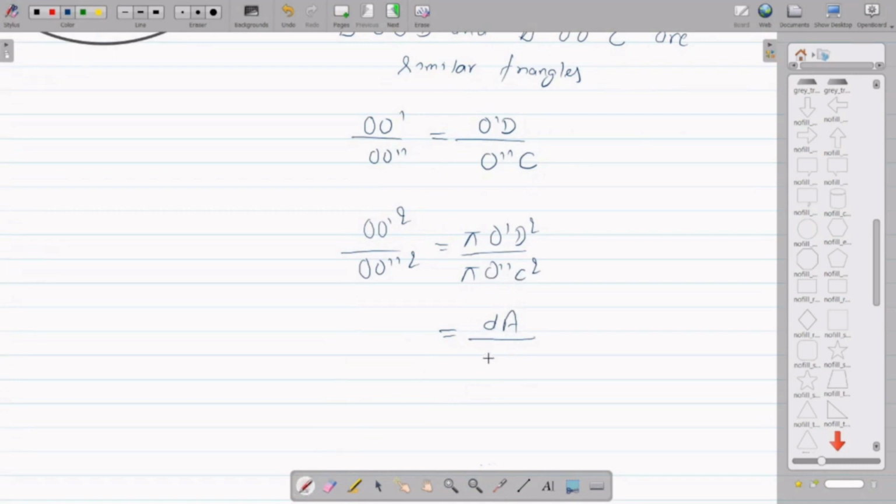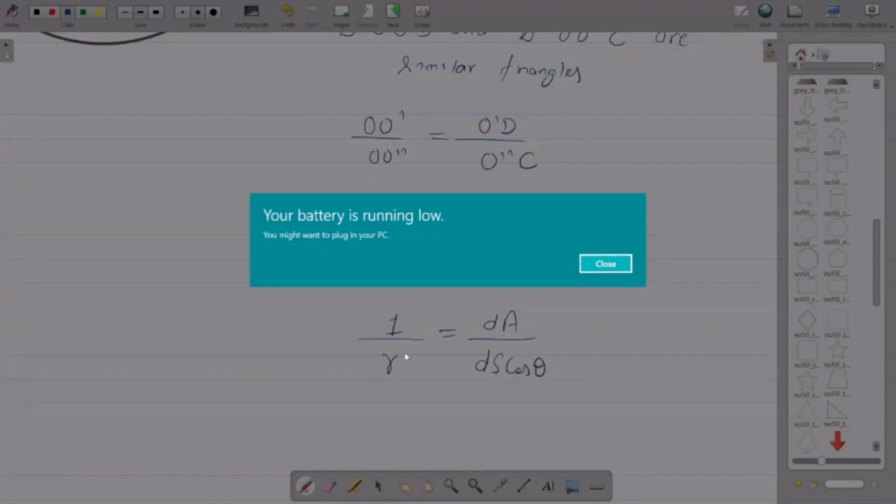So it is basically what? And this is ds cos theta, and here this is OO dash. I am taking this as unity, say it is 1, and OO double dash is R, so it will give you R square, right?